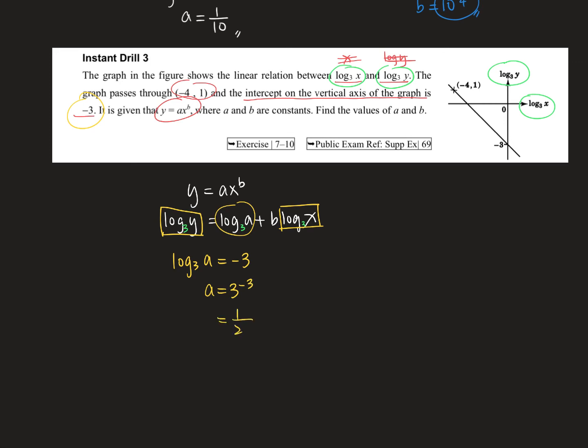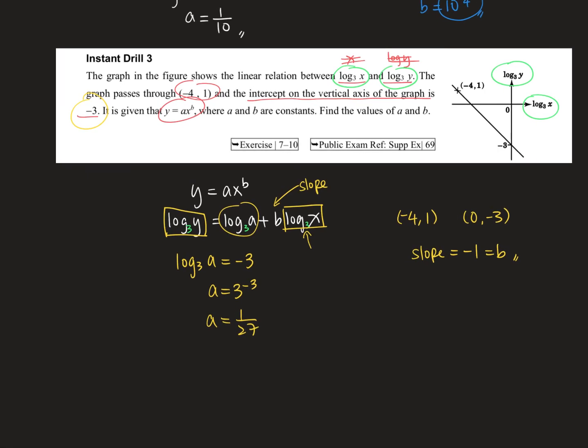We're done with a. And how about b? B, this time, itself is the slope, not log b, just b. B is the slope, because now the horizontal axis is this. The log goes to the x, not on the b, as compared to the previous question. Now we're going to find the slope using these 2 points. So it is 4 over -4, which is -1. And that is b. Basically, we're done. So in this case, b is -1.